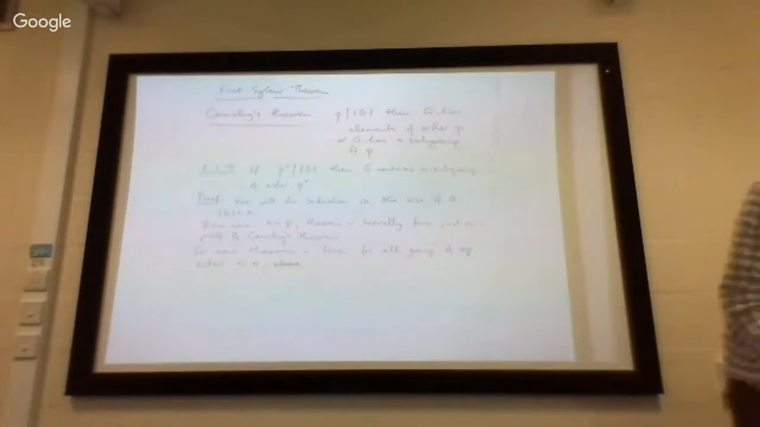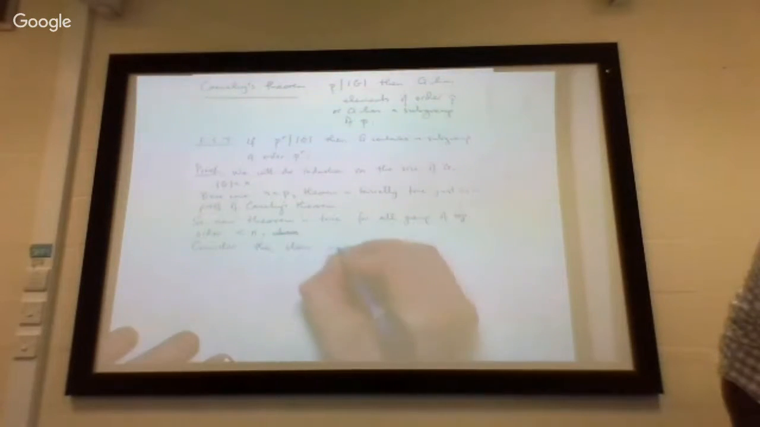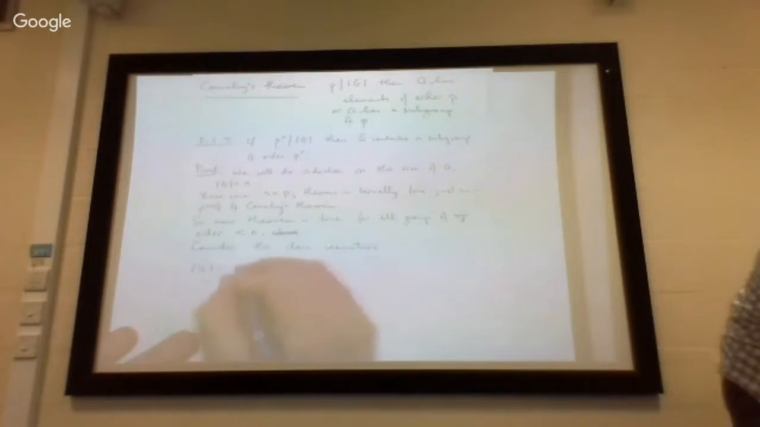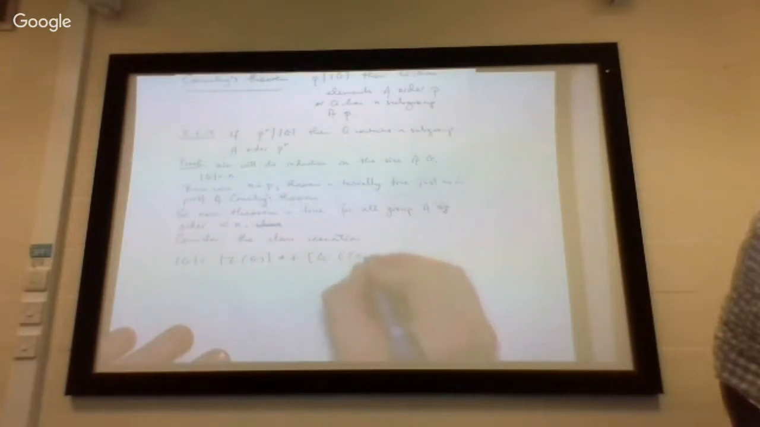So again, we return to the class equation. I know we've written it out quite a few times, but it's just good to write it out again. Practice it. So it's the size of G is the size of the center plus then a collection of indices. These are the size of the orbits under the conjugation self-action.